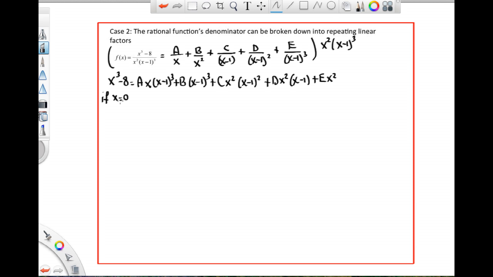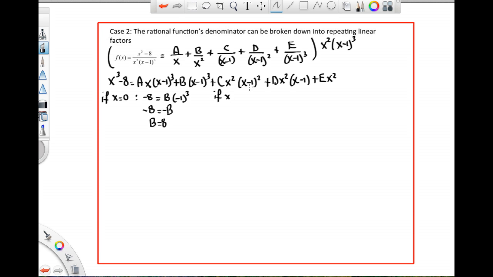So let's fill it in. X is 0. So 0 cubed minus 8, that's a negative 8, is equal to, a is gone, b is still there, and 0 minus 1 cubed is just a negative 1 cubed. And then plus c, that's 0, that's 0, that's 0. So you just get this. So negative 8 is negative 1 cubed times b. So negative 8 is a negative b. So we know that b must be 8. So what other number would be great to use?